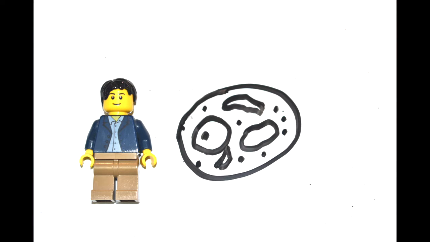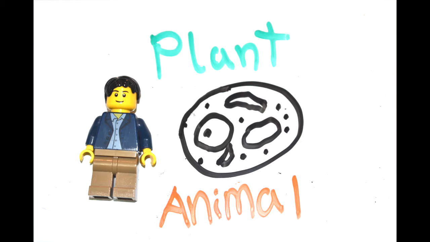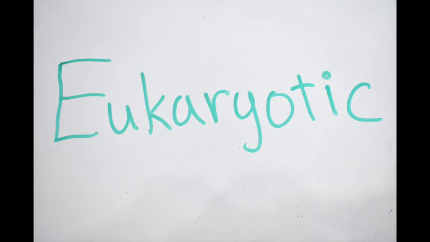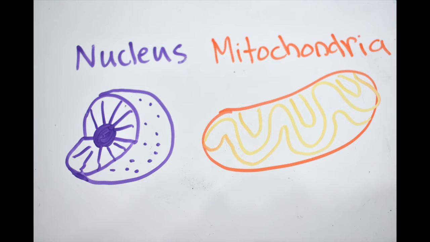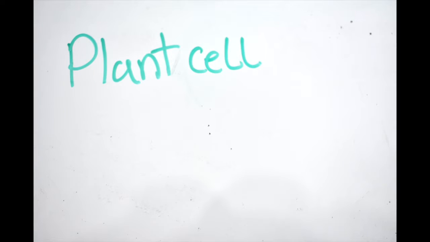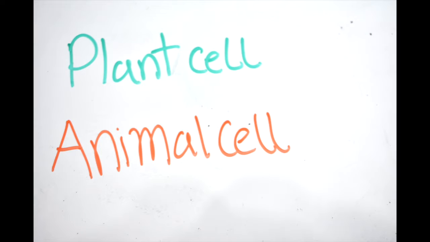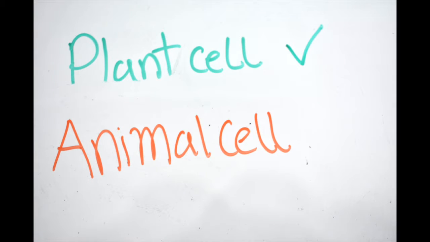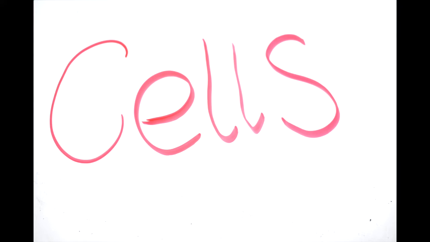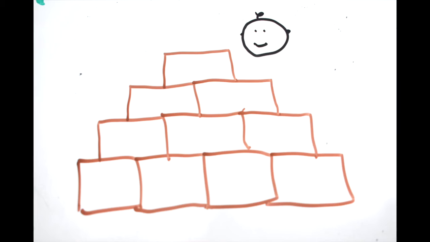Today I'll be talking about the function of cell organelles, specifically between plant and animal cells. Since both types of cells are eukaryotic, they contain membrane-bound organelles such as the nucleus and mitochondria. However, some organelles are only present in one cell and not the other, and I will compare those differences later on. Back to cells. Cells are the basic building blocks for all living things.